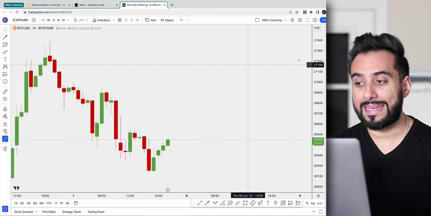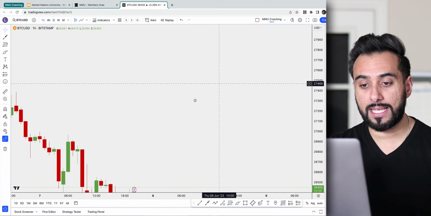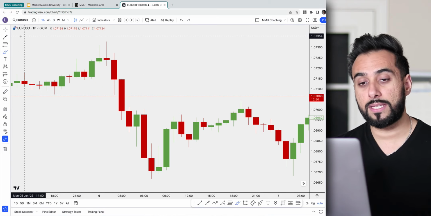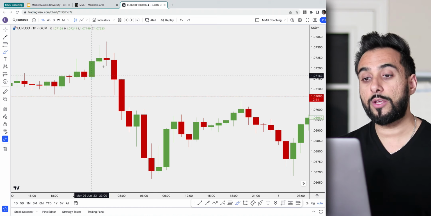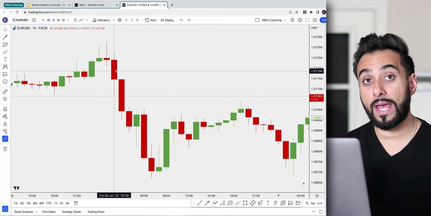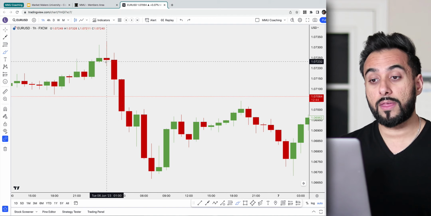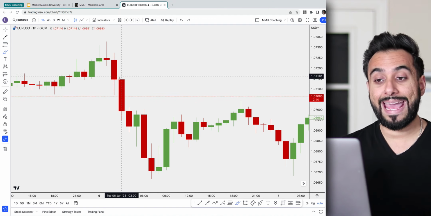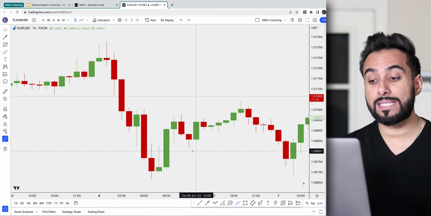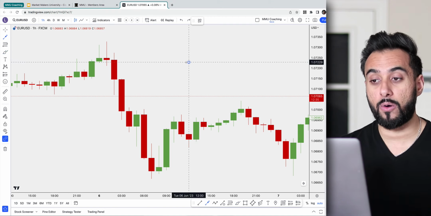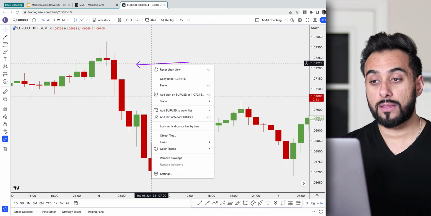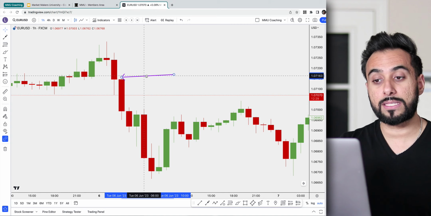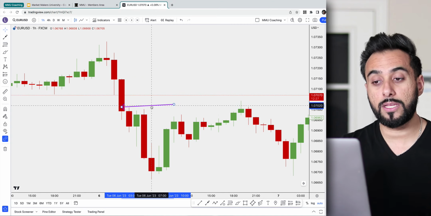So let's go ahead and talk about the anatomy of a candlestick and actually dissect what each candlestick is telling us. So I've pulled up Euro USD. So first things first, whenever you see candles that are red, that means from the point where the candle started to the point where the candle ended, the price has actually gone down. From the beginning to the end, the price went down. If you see another red candle, that means the price continued to go down.